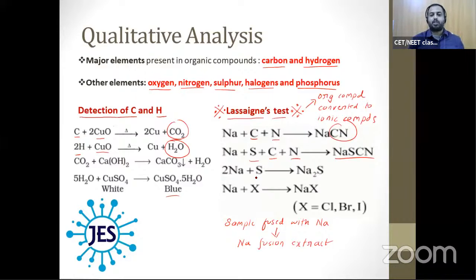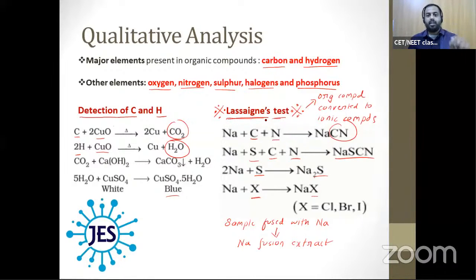Same thing applies to sulfur as well as halogen. If sulfur is present, it gets converted to sulfide. You can show its presence. If halogen is present, it gets converted to halide. You have reactions to detect halide ion also. So this is the logic or the principle involved in this test called Lassaigne's test. Very important, as I told you.